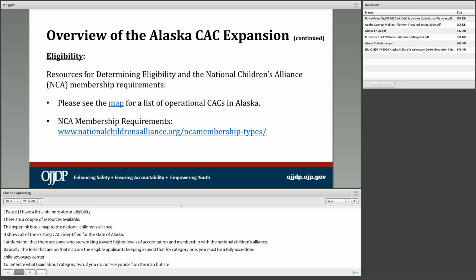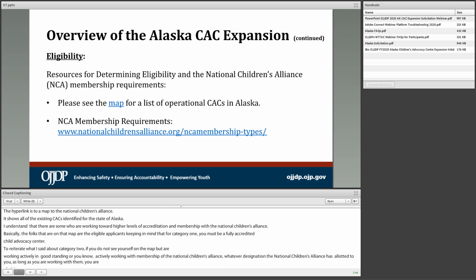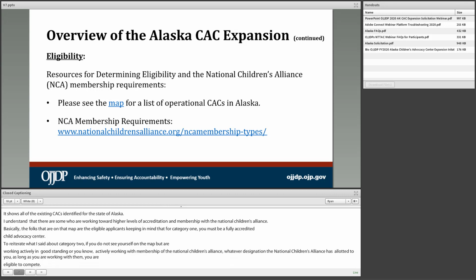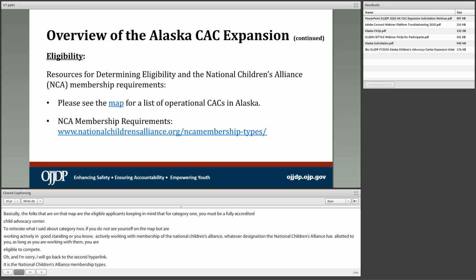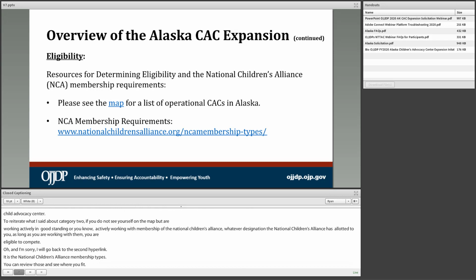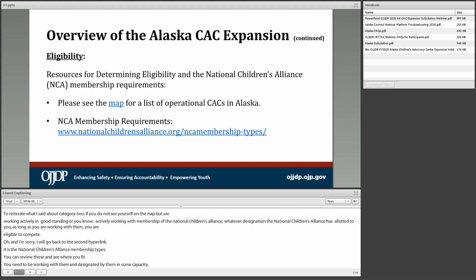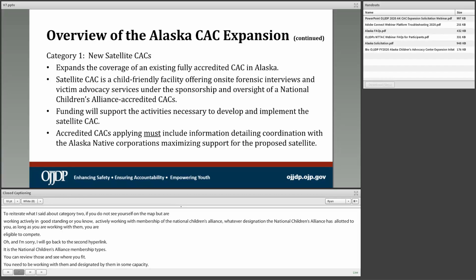Oh, and I'm sorry, I'll go back. That second hyperlink is the National Children's Alliance membership types. So you can review those and see where you fit, but you need to be working with them and designated by them in some capacity. And I will just add a footnote that it will be really important in your application to demonstrate and show that designation and that active membership that you have to be eligible.